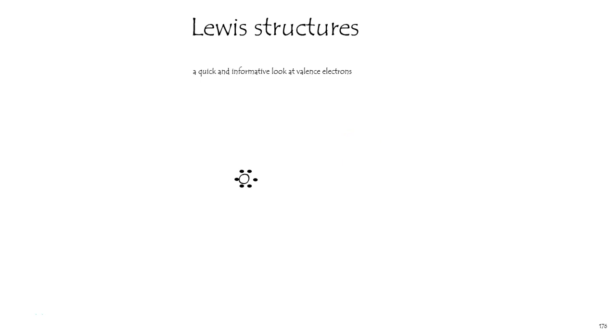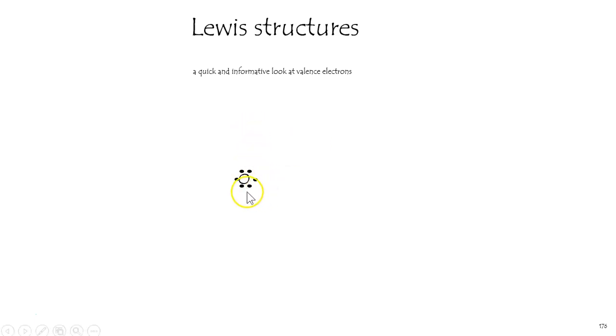Let's take a look at Lewis structures. This is Dr. B. These are also known as electron dot structures, and they are a really quick way to get a look at an atom and determine how reactive it might be. They're also a nice way to group atoms together to form covalent bonds. Here's an example right here.